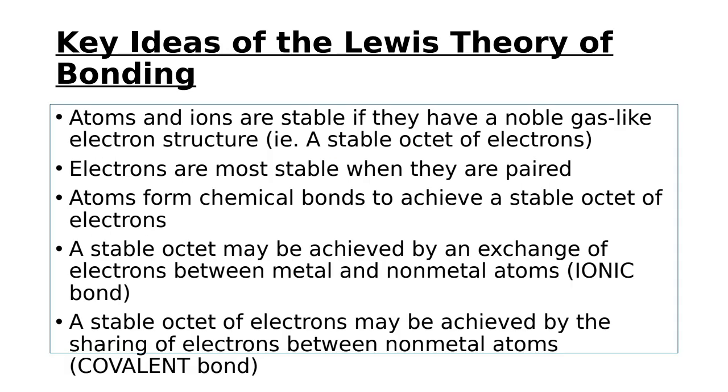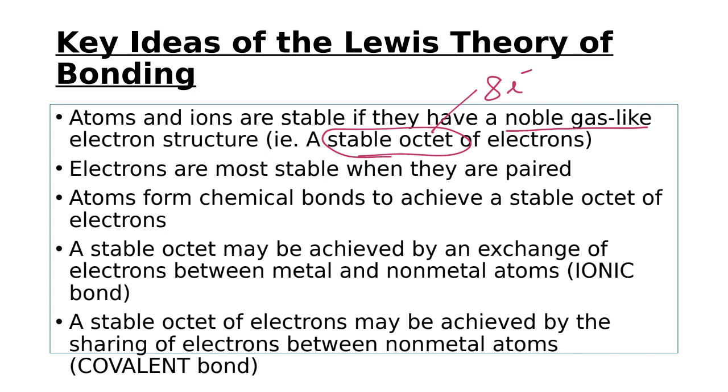So there are some key ideas of the Lewis theory of bonding, and many of these are not going to be new to you. You have learned these in your previous courses. Atoms and ions are stable if they have a noble gas-like electron structure. Typically, like the noble gases, in their outer energy level they like to have 8 electrons, and we call these 8 electrons a stable octet. The one exception would be helium, because helium only has 2 electrons. But typically we say that they want to have 8 electrons.